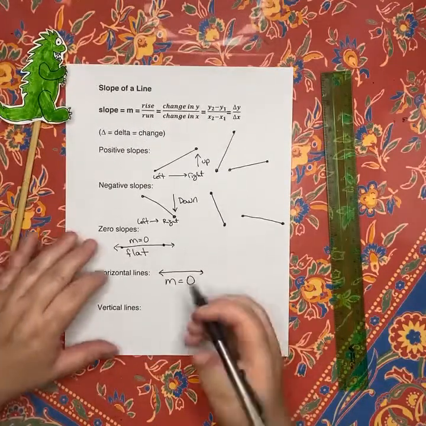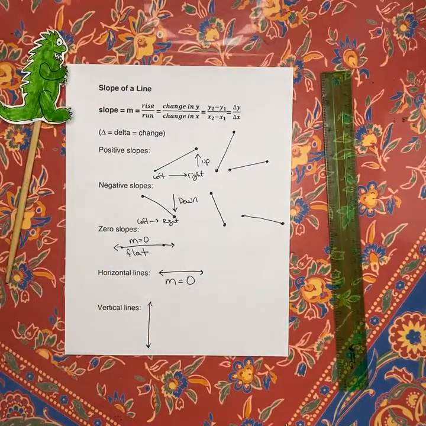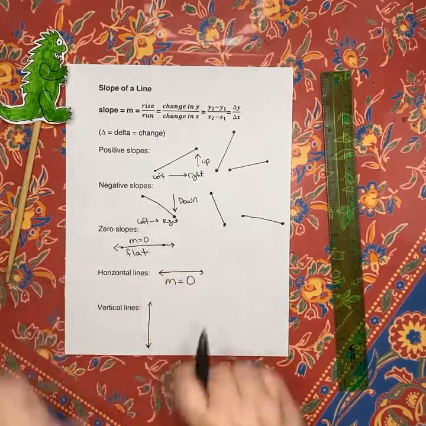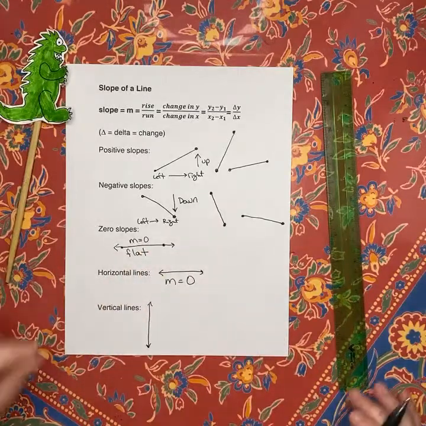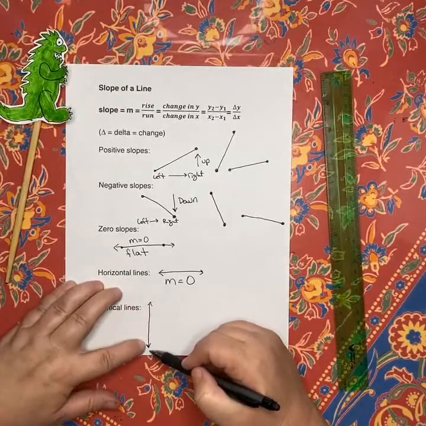Next up, what about a vertical line? And here's where the problem comes in. If I could, I would scratch a record, except I don't want to scratch any of my records. I love them. They're precious. But so, vertical lines.